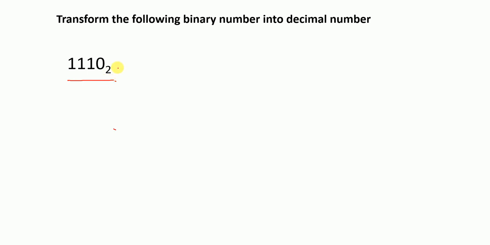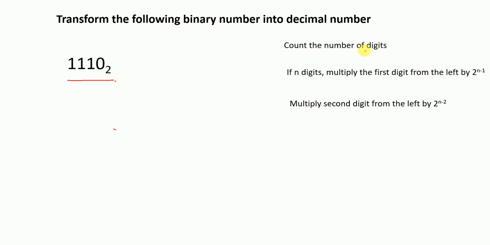So the rule is that you count the number of digits. First you need to count how many digits we have. So 1 2 3 4, we don't include this one because this is the base. So we have n equals 4. This is the number of digits. And then we need to multiply the first digit from the left by 2 to the power n minus 1. So we go from left to right. This is important, guys. We go from left to right.